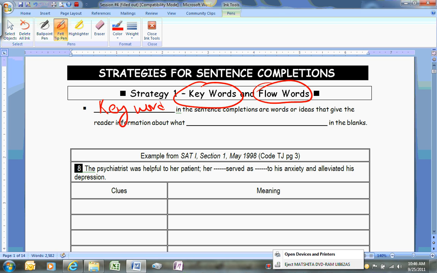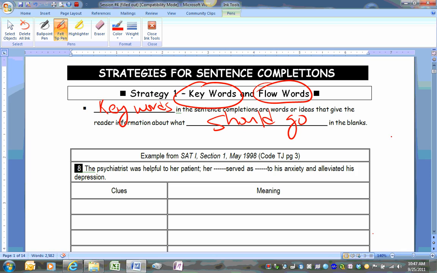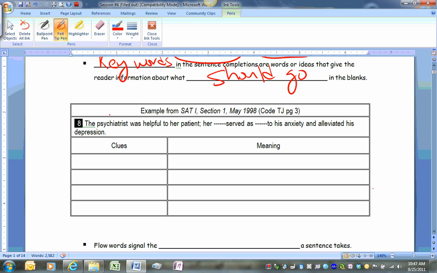Keywords, in a sense, are words or ideas that give you information about what should go in the blanks. Usually it should be pretty obvious, like the subject of the sentence could be a keyword, a certain verb that agrees with the subject, or an adjective that describes the subject. So like in this case here, the psychiatrist, I would consider that to be a keyword, because that's representing the subject of the sentence.